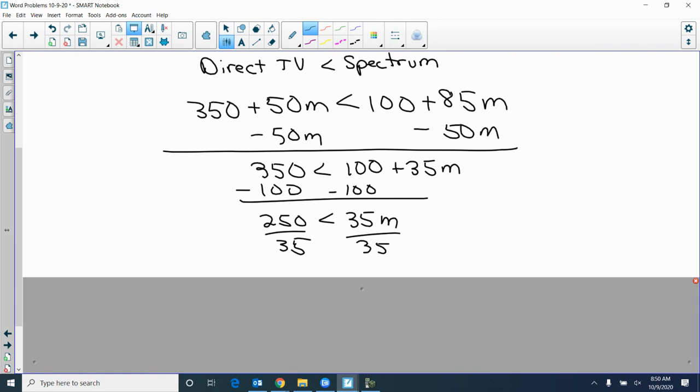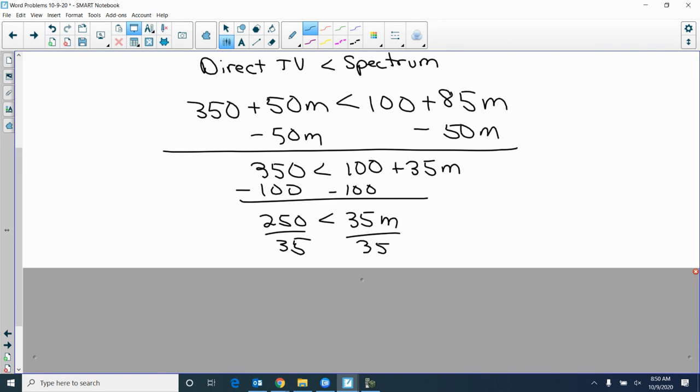And I'm gonna go over here. So now, all right, what is 250 divided by 35? Is it a nice number? 7.1? So 7.1 is less than M, but how do we always write our answer? Variable first, so what's that gonna be? M is greater than 7.1, right?